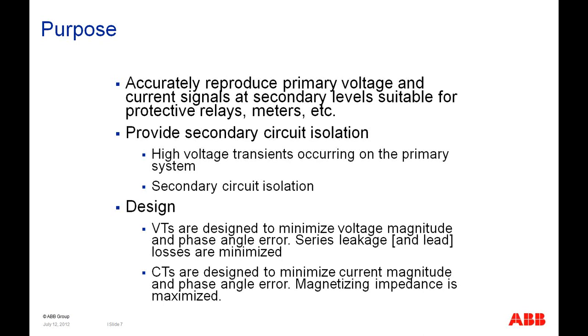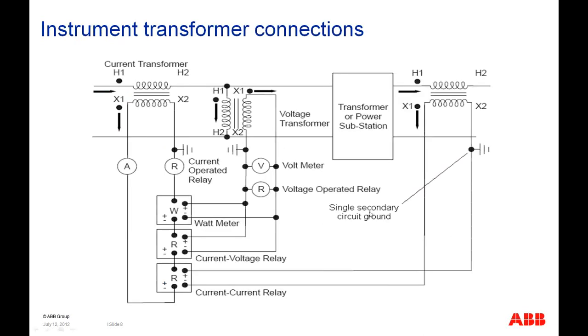The voltage transformers are designed for minimum voltage magnitude and minimum phase angle error, where the CTs are designed to minimize the current magnitude and phase angle error. In both cases, the phase angle error is very important. Looking at the connections for these devices, a current transformer is connected in series with the line, whereas the voltage transformer is connected in parallel with the line. So we're measuring a line-to-ground voltage or a phase-to-phase voltage with the voltage transformer, and the current transformer measures a through current on the line, being fed into either meters or relays or whatever.